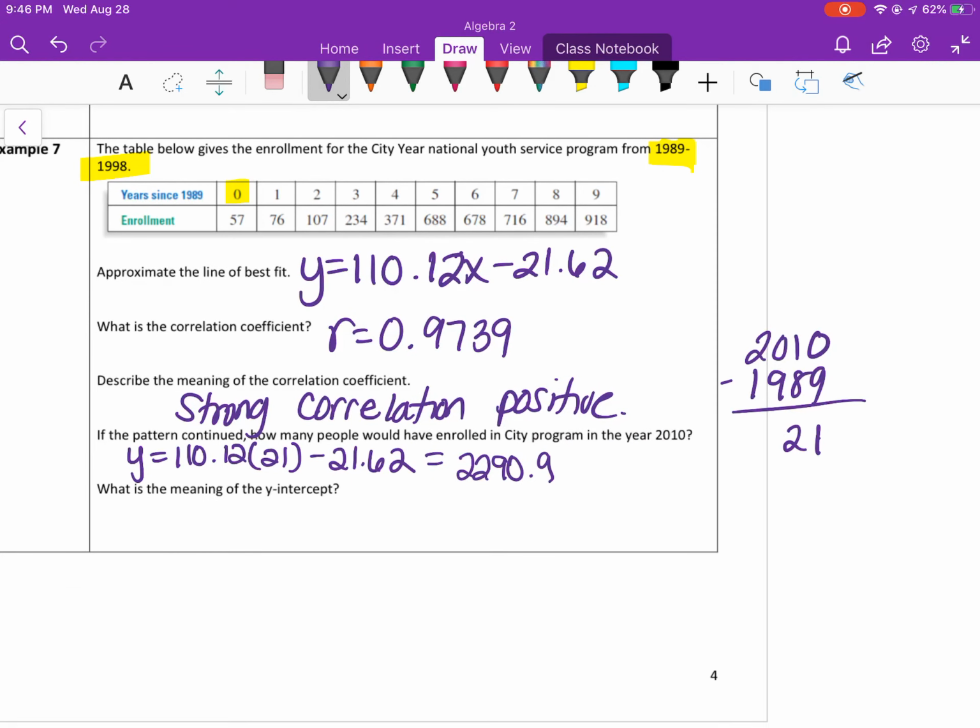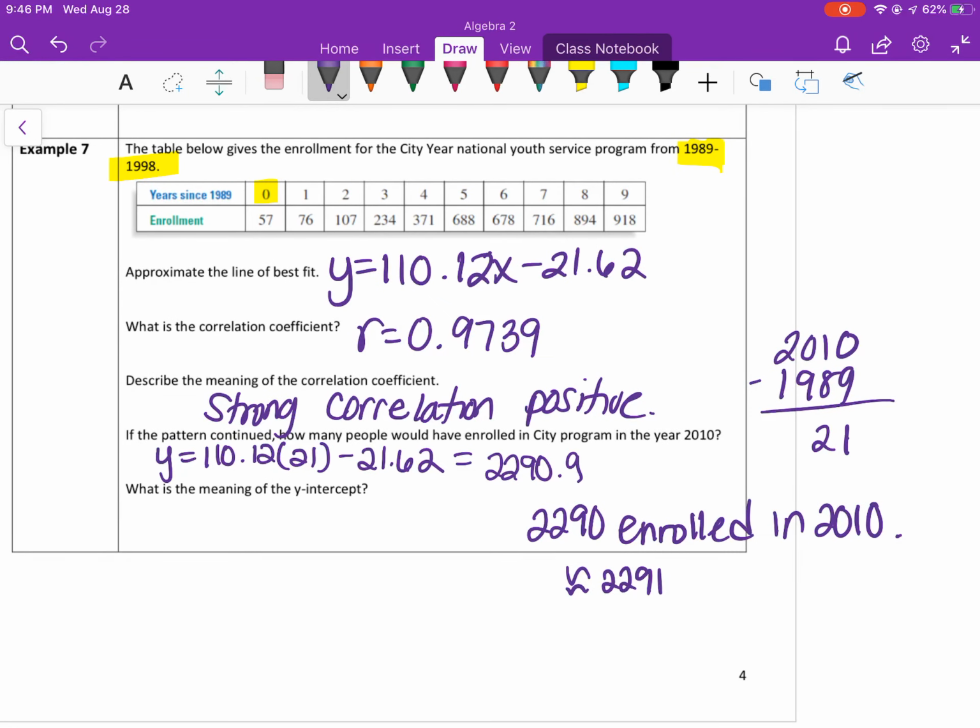So how many people would have enrolled in the program in 2010? For sure 2,290, because 0.9 isn't quite a full person. So for sure 2,290 enrolled, maybe approximately 2,291. You know, there's almost enough to say one more is enrolled there in 2010. What is the meaning of the y-intercept?